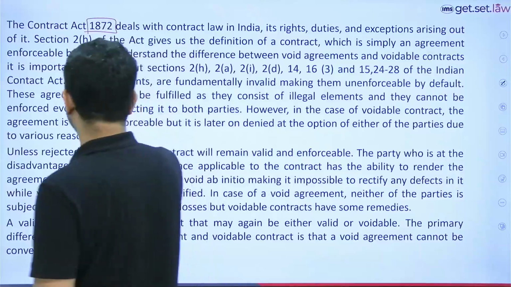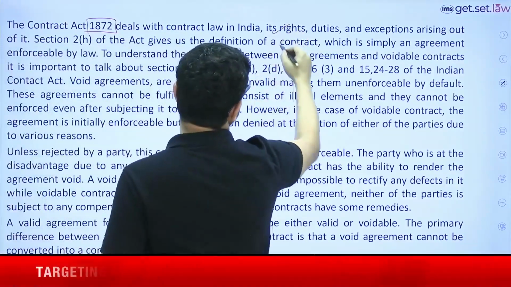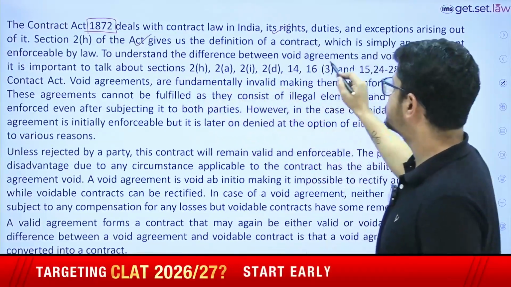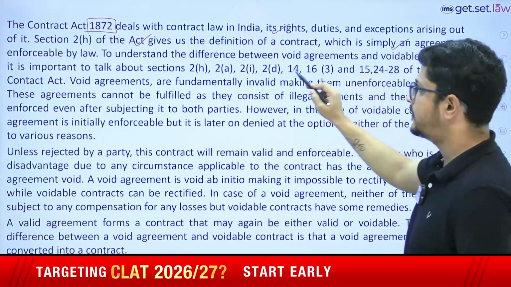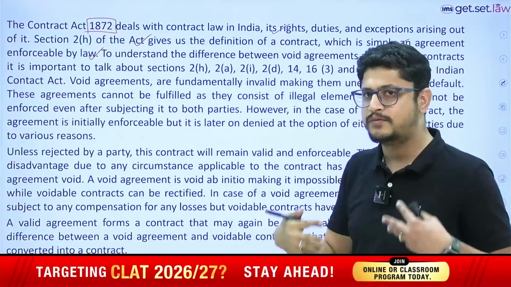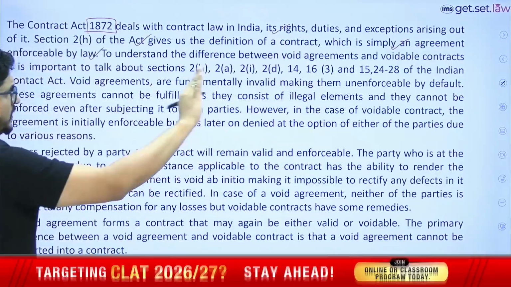So this year tort didn't come. Okay. So this is a static law. It talks about India, its rights, duties, exceptions arising out of it. Section 2(h) of the Act gives the definition of contract, which is simply an agreement enforceable by law. It says that a contract is an agreement which becomes enforceable by law. Majorly static portion, so I'll just take it down very fast.